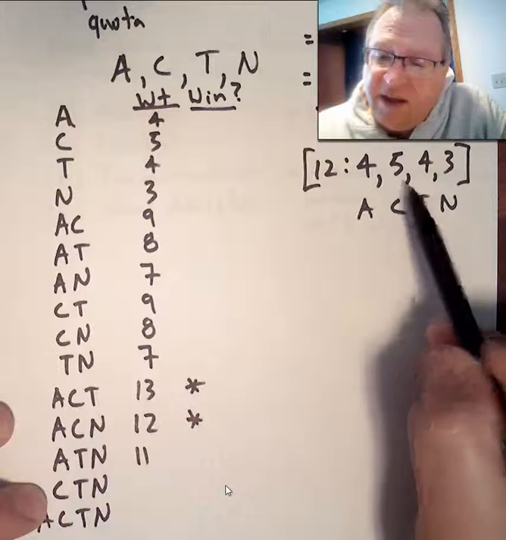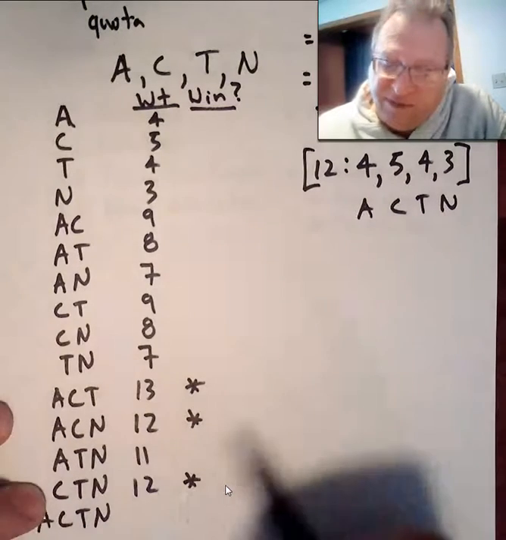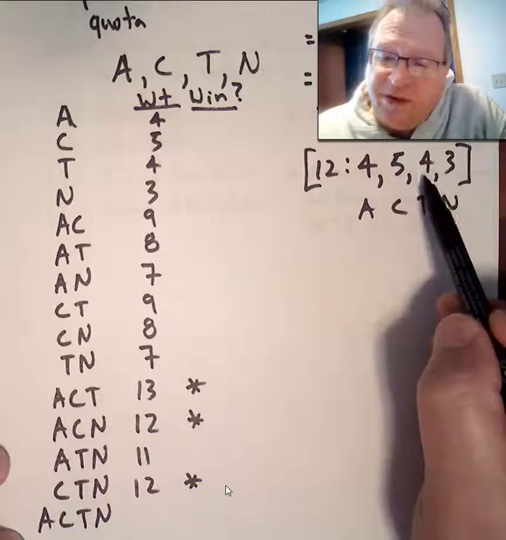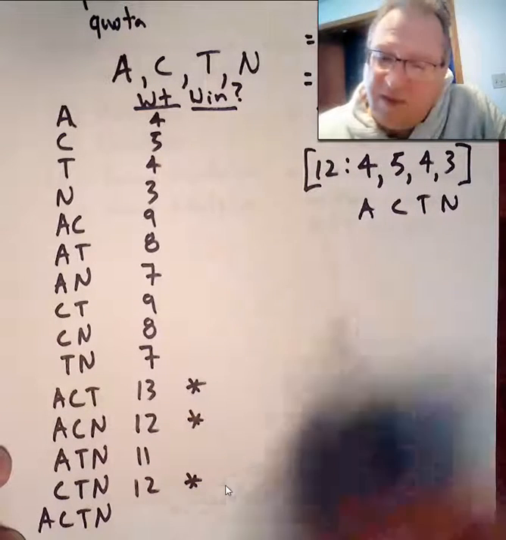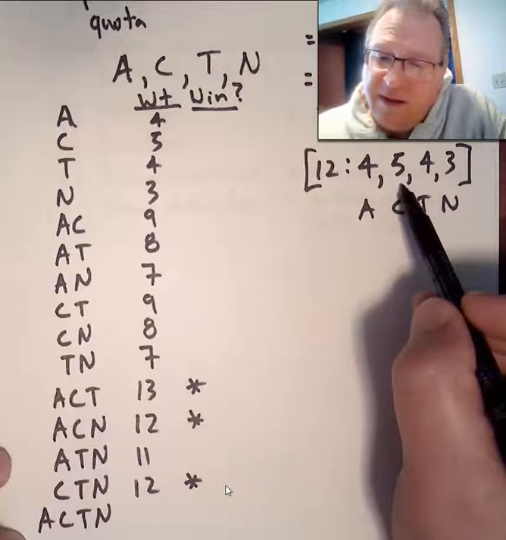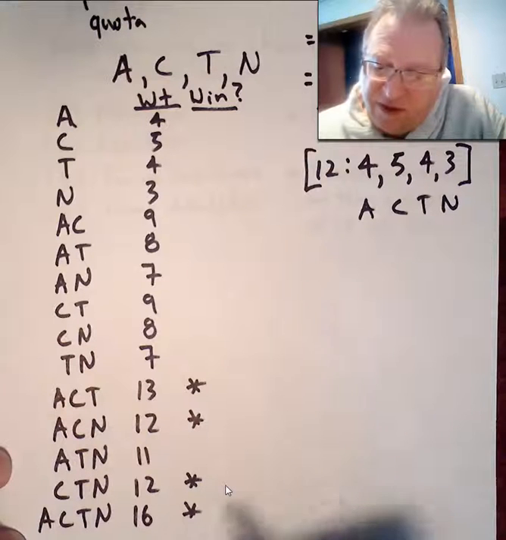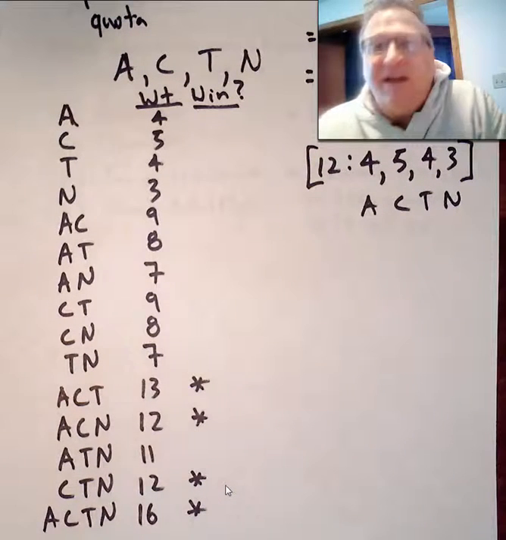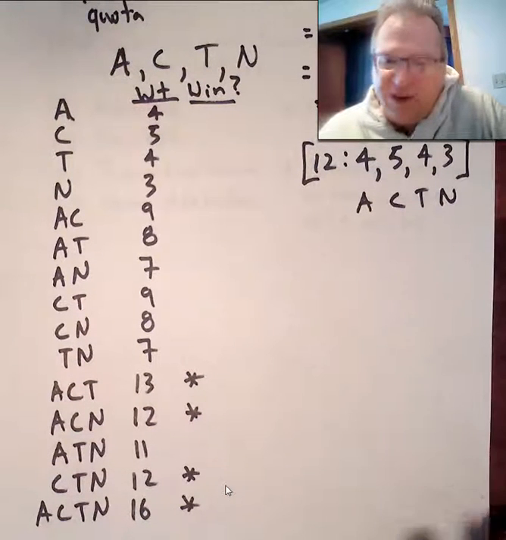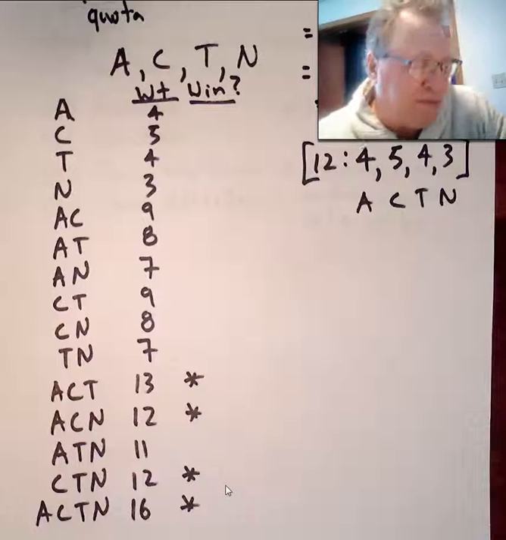CTN, that's 9, 10, 11, 12. There's another winning coalition. And finally, all 4 of them. Boy, it better. 9, 13, 17. That doesn't sound right. 9, 13, 16. And that certainly wins. Okay, so we've identified 4 coalitions or groups of voters that will actually get the resolution passed. And now we have to talk about the critical voter.